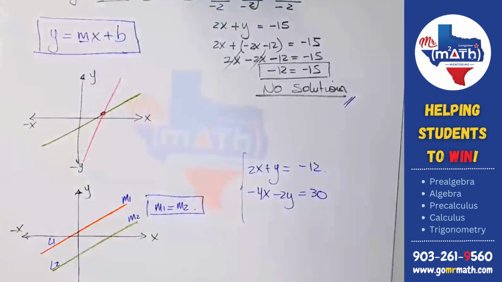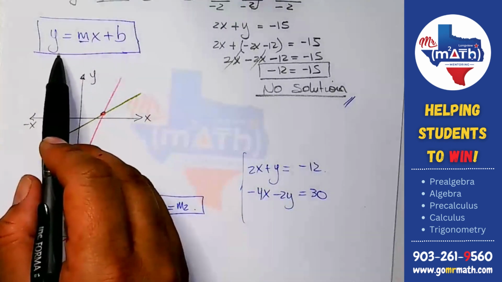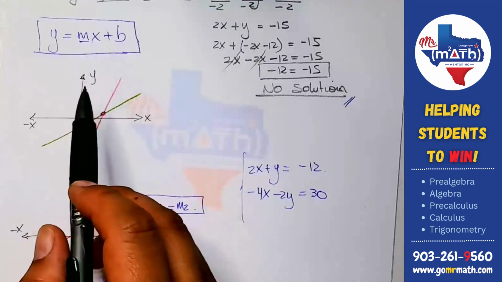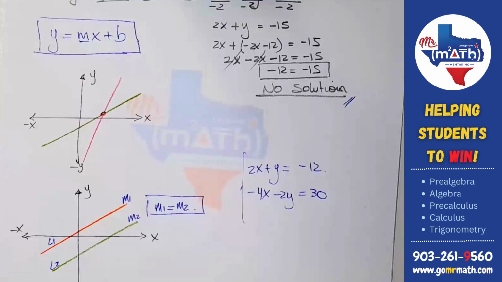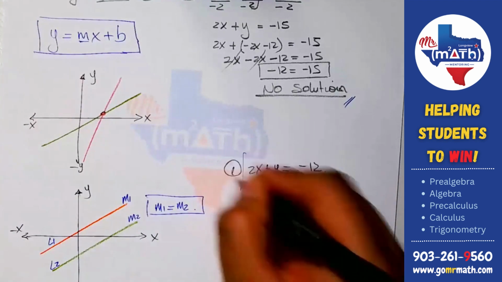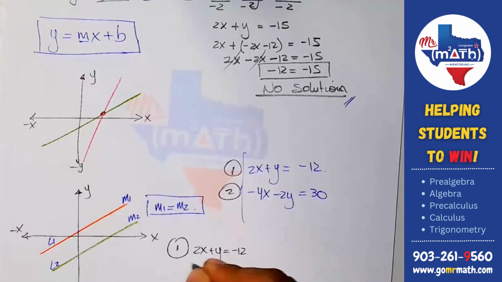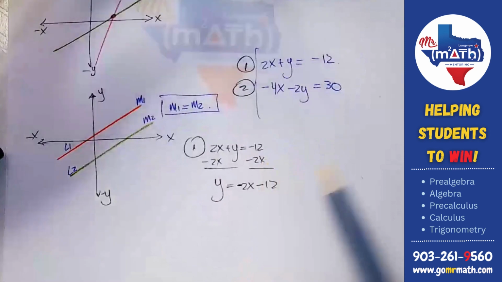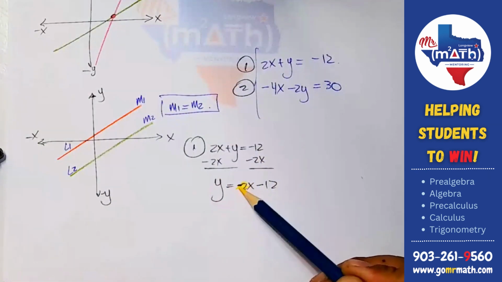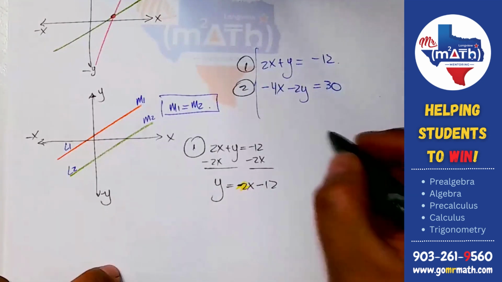With those two equations, I want to transform and convert to the form y equals mx plus b, also known as the slope intercept form. So I'm going to take equation 1 from here, and I'm going to say 2x plus y equals negative 12 minus 2x. I think we already did that. So y equals negative 2x minus 12. From here, we just find out that this slope is, let me put it over here, negative 2, right?